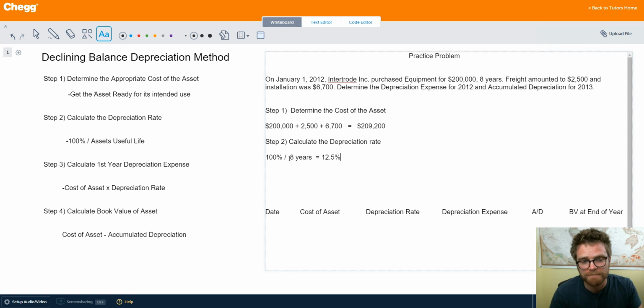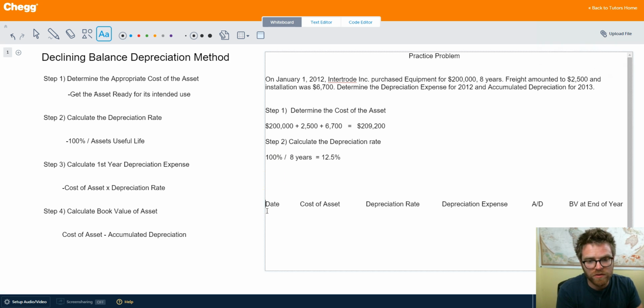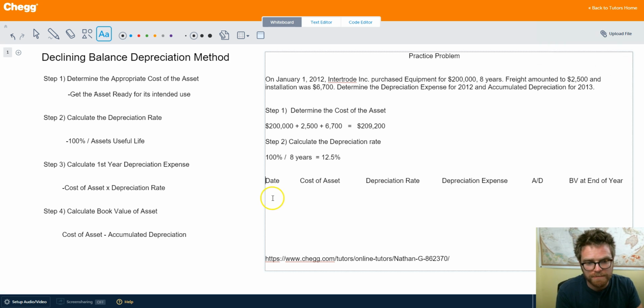That's very important. Now for step 3 and step 4, we're just going to use this little table that I came up with. It'll go ahead and cover those steps. So the first date is when you purchased it. So on 1/1/2012. Cost of the asset, $209,200. Depreciation rate, 12.5%. And your depreciation expense is going to be multiplying your cost times your rate.